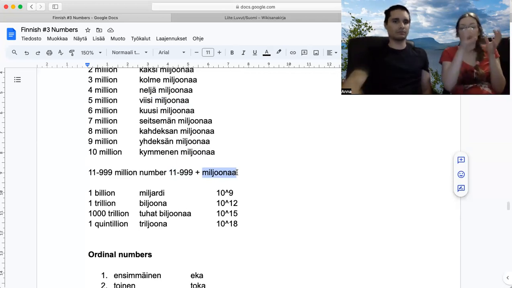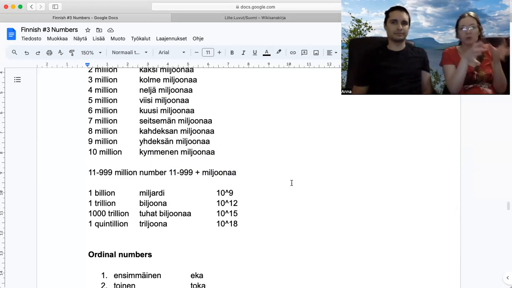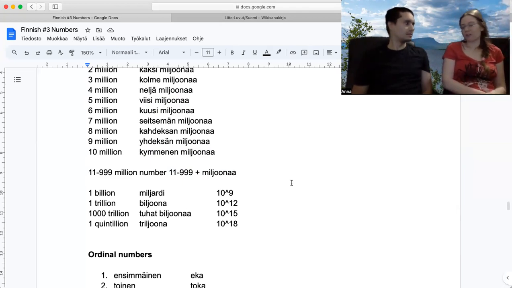Actually, you just add up the blocks. 1, 2, 3, then 20, 30, 40, 125. You always add the blocks of suffixes and numbers. The logic is the same as in English, just you have to read everything together.